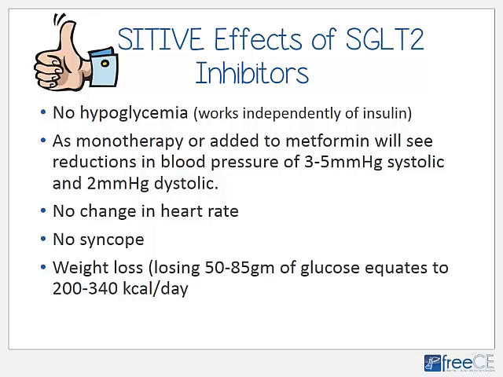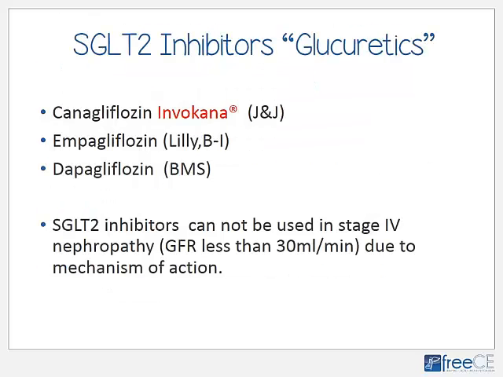per day. So if you had a patient on an SGLT2 inhibitor, knowing now that 340 calories they're going to lose per day, and 3,500 calories is a pound of fat, within 10 days they should lose a pound. The SGLT2 inhibitors, also called glucuretics, there's a couple more in development as well. The first one to be released was Invokana by Johnson & Johnson, canagliflozin. And pagliflozin is still under study, as is dapagliflozin.